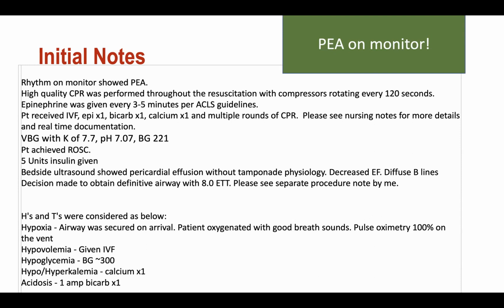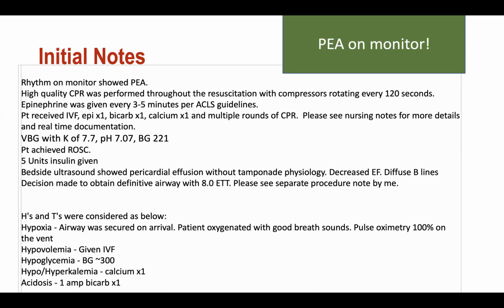His VBG had a potassium of 7.7 and a pH of 7.07 and a blood glucose of 221. Okay, now he has severe metabolic acidosis. This was just from the note. I didn't have any other information there. And his potassium is up, but we are going to assume that potassium is up, A, because he's gotten shocked, and B, because he has metabolic acidosis. Well, he's got metabolic acidosis. He achieves return of spontaneous circulation. He gets 5 units of insulin because he's hyperglycemic.